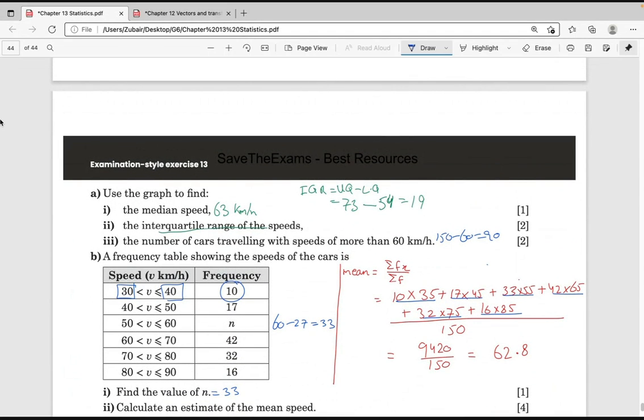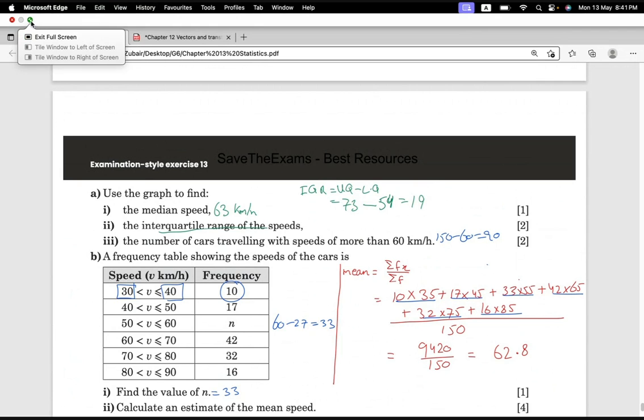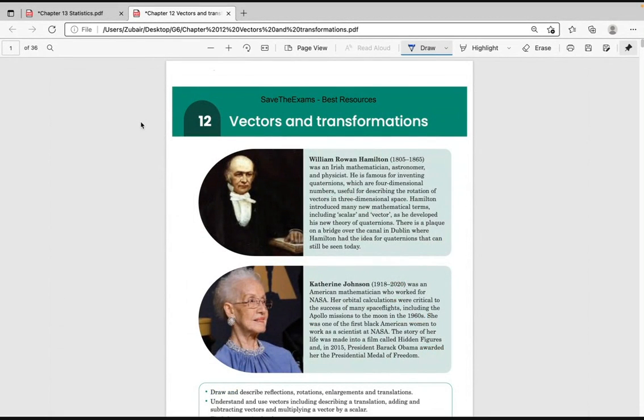Okay, now this was statistics. Before that, we did mensuration, and the next topic is transformation.